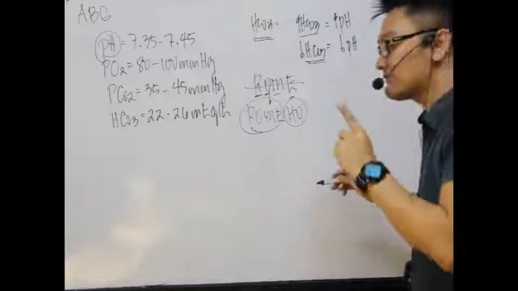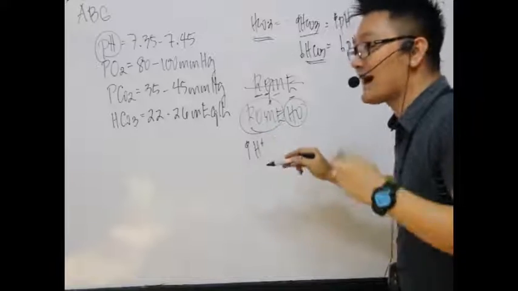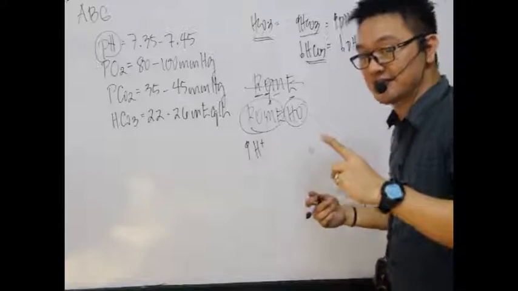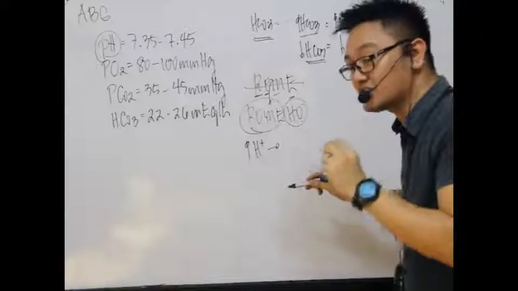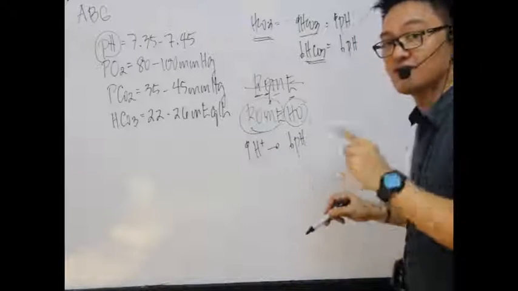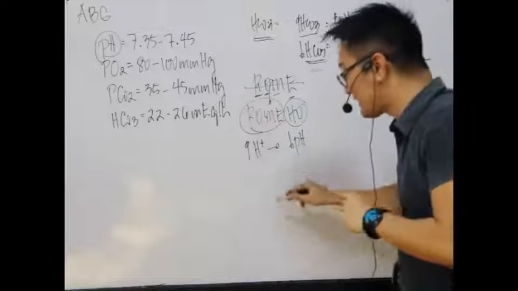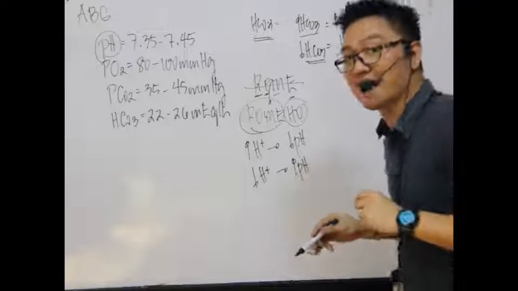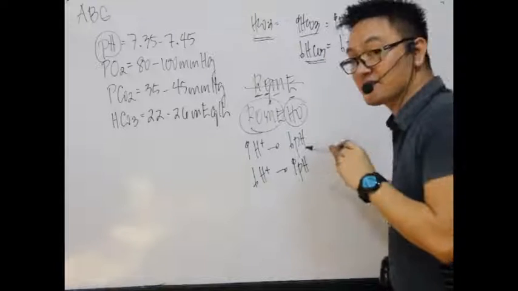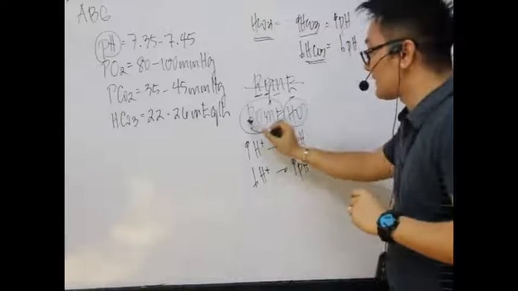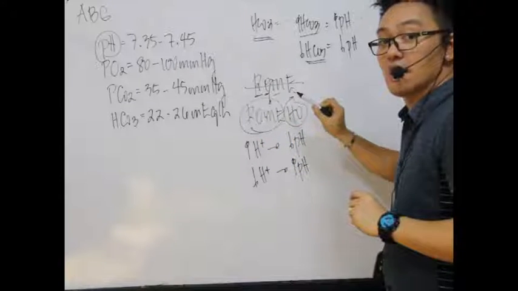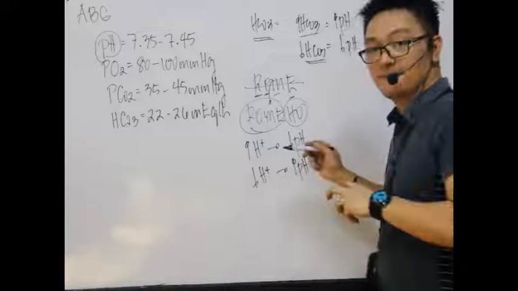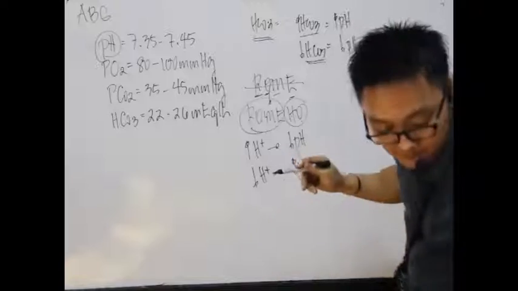What do you mean by this? It means to say that if you have too much hydrogen in the body, if there's hydrogen retention, hydrogen concentration increases. That is why if there's too much hydrogen, it decreases the pH, resulting to acidosis. And if there is a decrease in your hydrogen, the pH increases, causing alkalosis. Okay, can you follow? Please do not forget this. ROMEHO. Respiratory opposite, metabolic equal, hydrogen opposite. Okay? So instead of saying ROME, you can add ROMEHO. Are you with me? Okay, let's proceed.